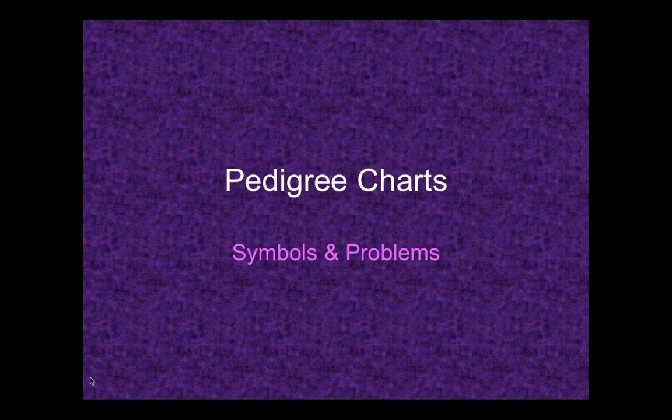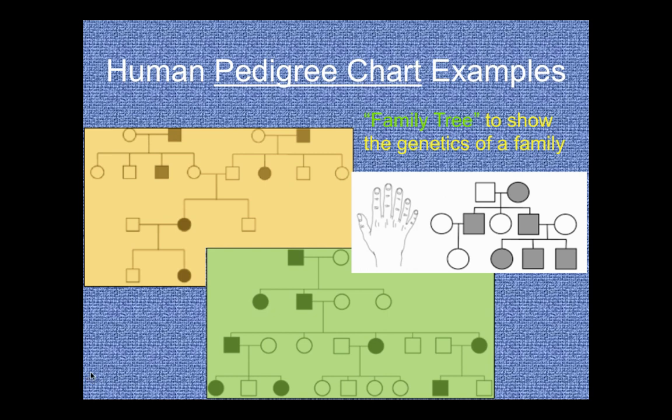Welcome to Pedigree Charts, Symbols and Problems. Here's some human pedigree chart examples. Pedigree chart, you might think, oh, that sounds like dogs, but no, it only means family tree. And it's a family tree to show the genetics of a family. And we're going to be using mostly human, but you could use dogs as well.